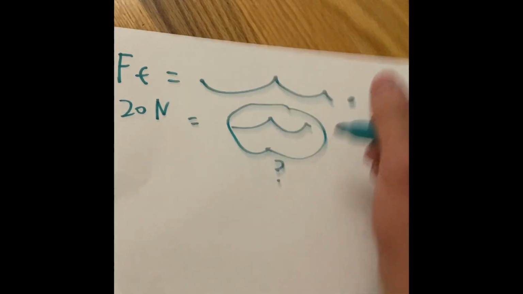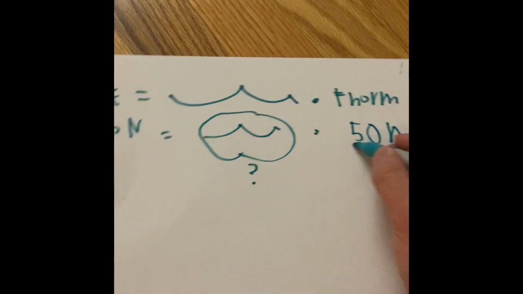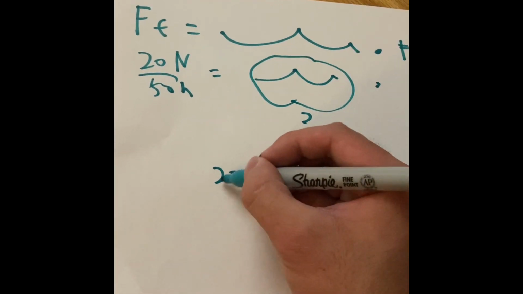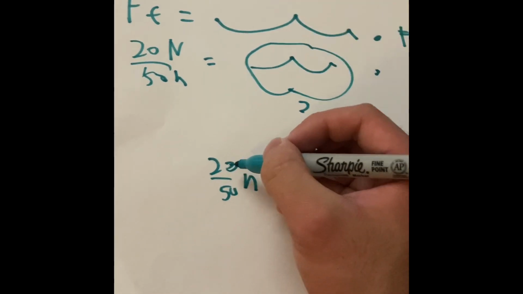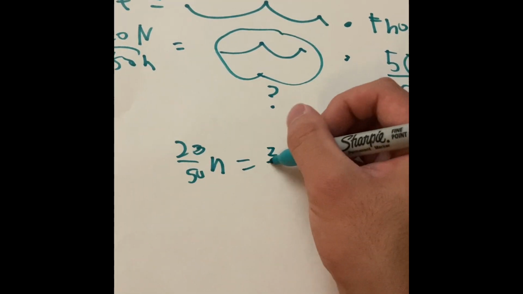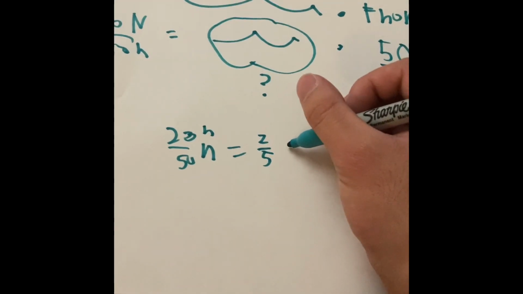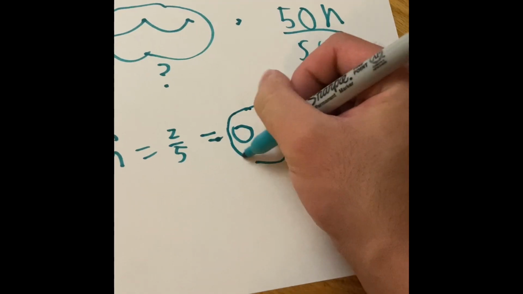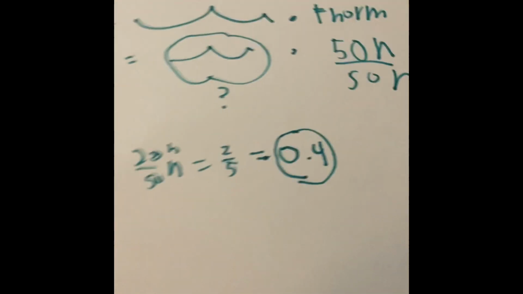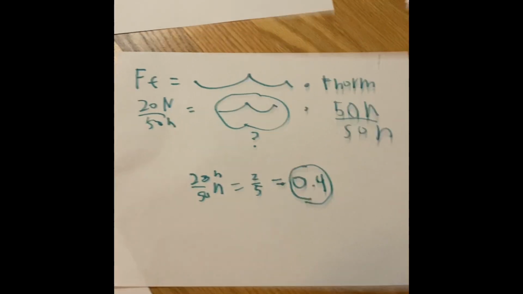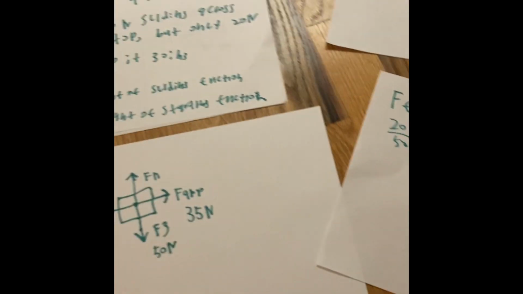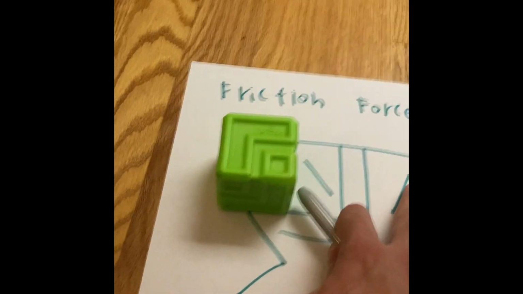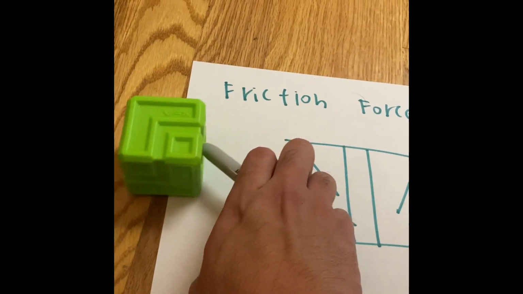So if we divide by 50 and divide by 50, we get 20 over 50. Then we simplify that to 2 over 5, and then as a decimal, 0.4. So the coefficient of friction when it comes to keeping the block going once it's already moving is 0.4. And that is how we understand friction force. Let me move this box so we can see the entire page.